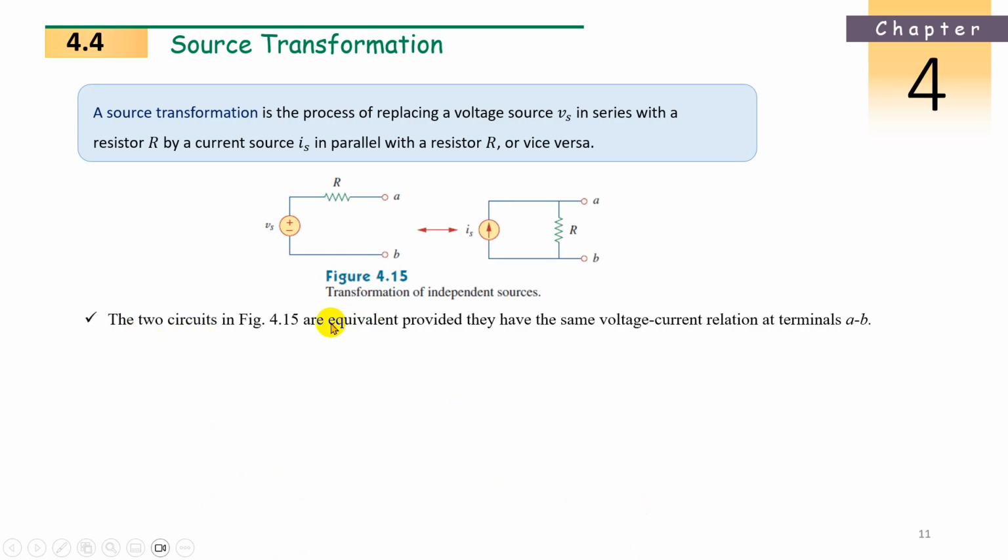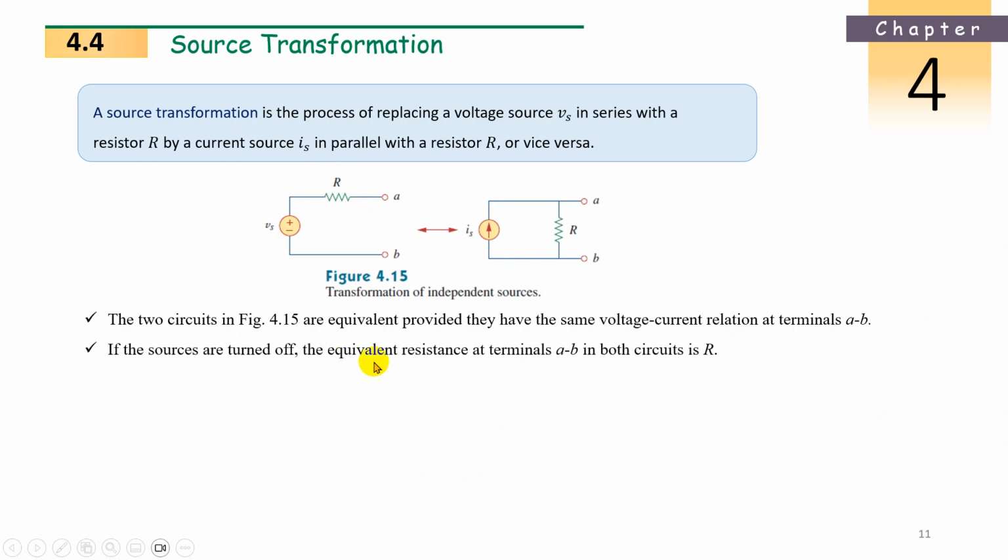The two circuits in the figure are equivalent, provided they have the same voltage and current relation at terminals A and B. What is the voltage and current relation? Ohm's law, V equals IR. If they have the same voltage and current relation, then both circuits are equivalent. I just transformed the voltage source to a current source. The resistance value is the same, but it was in series and now it is in parallel.